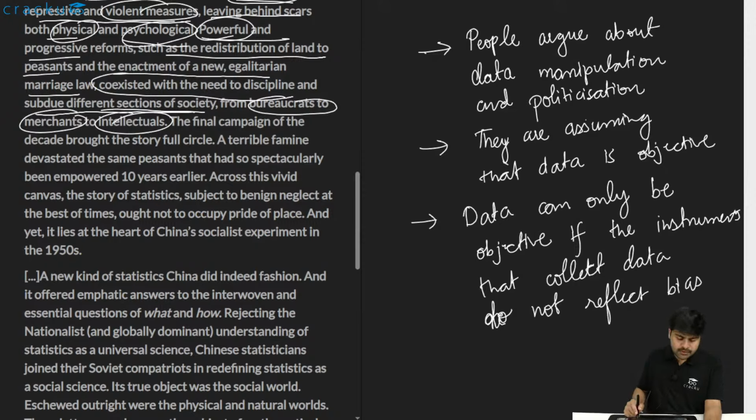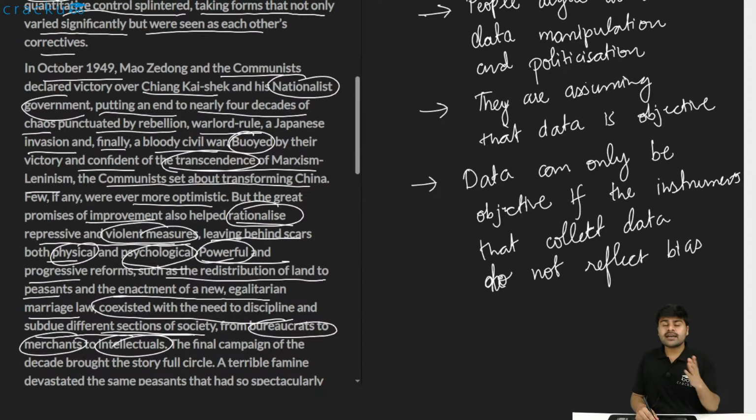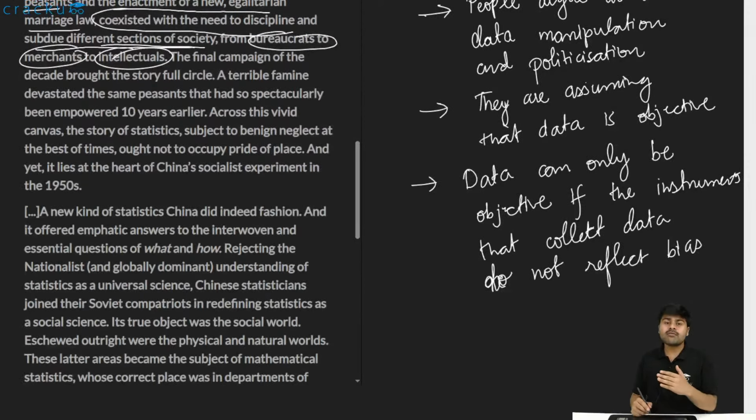The final campaign of the decade brought the story full circle. Which story are we talking about? The story started when these communists defeated the nationalists, Chiang Kai-shek and his nationalist government. When this government was defeated, and after all of these reforms and violent measures, the story comes full circle. How does it come full circle? We started where we began.